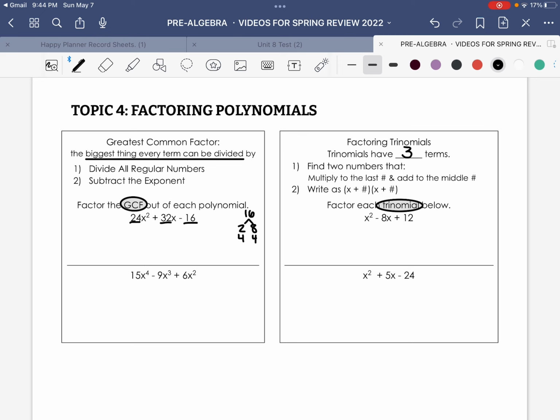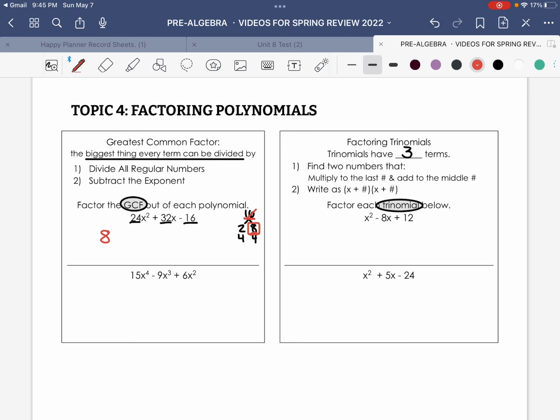Now, I'm going to check them in order from biggest to smallest. 16 itself doesn't go into 24. Then 8's the next biggest. 24 divided by 8 is 3. So I got to check the 32. 32 divided by 8 is 4. Since that works, 8 is my greatest common factor. And I'll put an 8 out front.